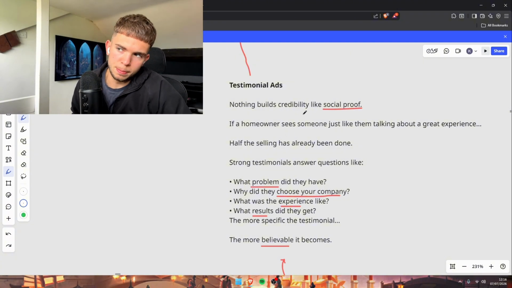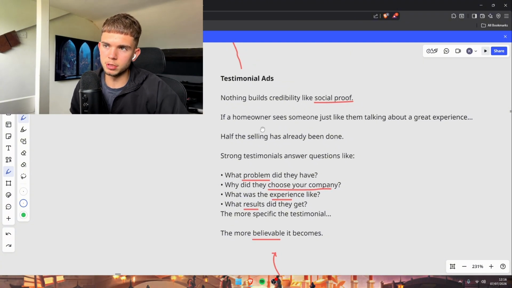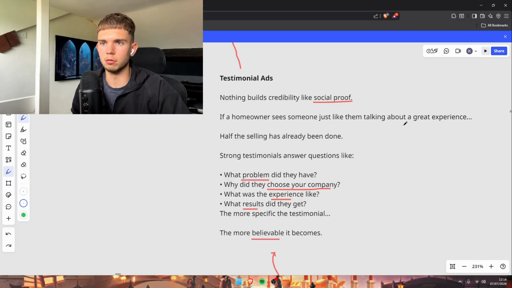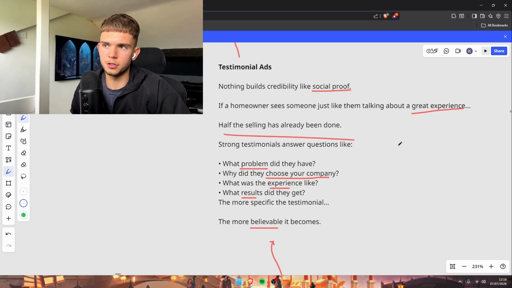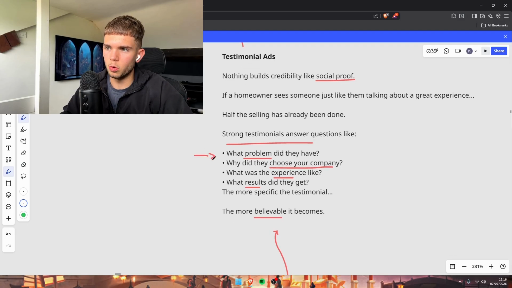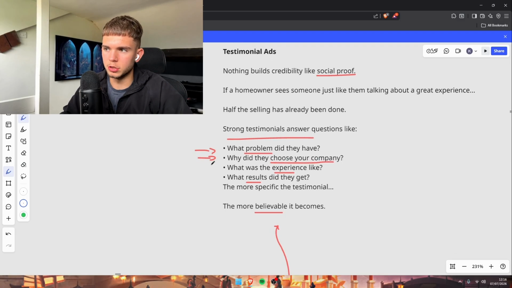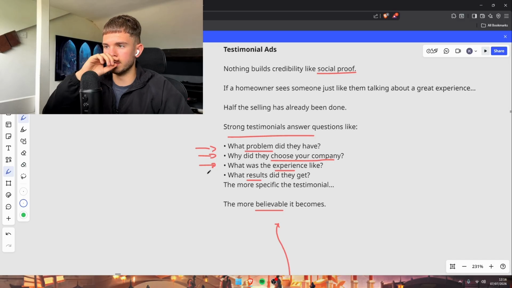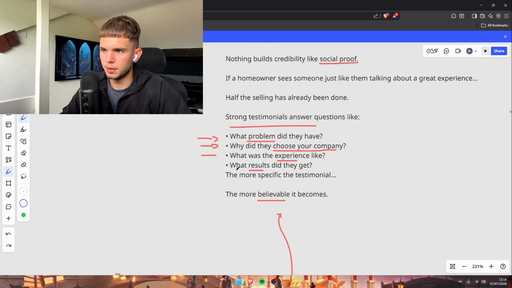So nothing builds credibility like social proof, and if a homeowner sees someone just like them talking about the great experience, half the selling's already been done. Strong testimonials answer questions like, what problem did they have? Why did they choose your company? What was the experience like? And what results did they get?